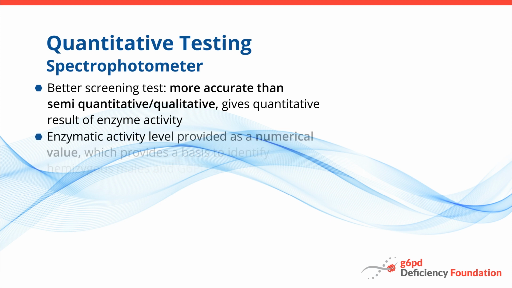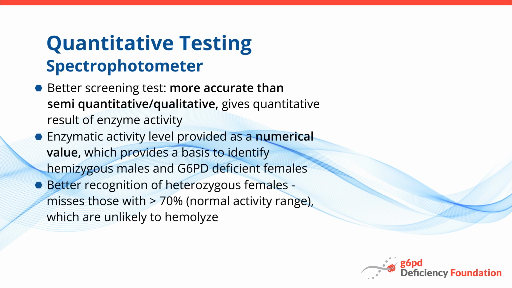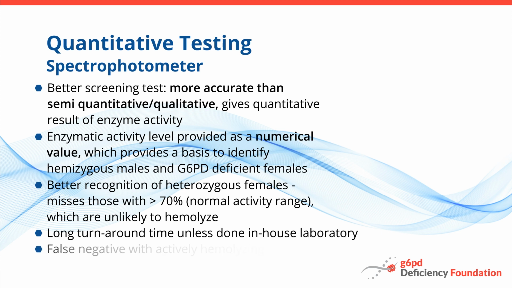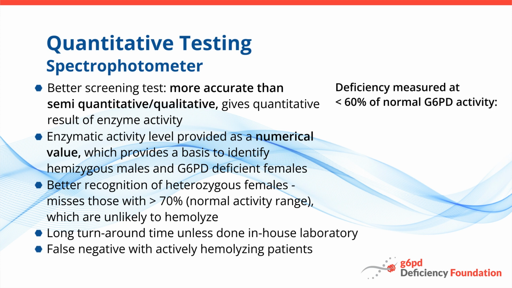Spectrophotometric testing is a quantitative test. This type of analysis provides the individual's actual enzyme level as a numerical value, which usually requires more than one drop of blood. Because it provides a range of enzymatic activity, G6PD deficient heterozygous females will be identified using this test. However, those heterozygous females whose enzyme level is on the higher end of the spectrum that fall in the normal range of G6PD activity will be missed as carriers. Care must also be taken to evaluate for false negative results in babies that are actively hemolyzing. Hospitals that have a spectrophotometer in-house are capable of completing this type of analysis within hours.